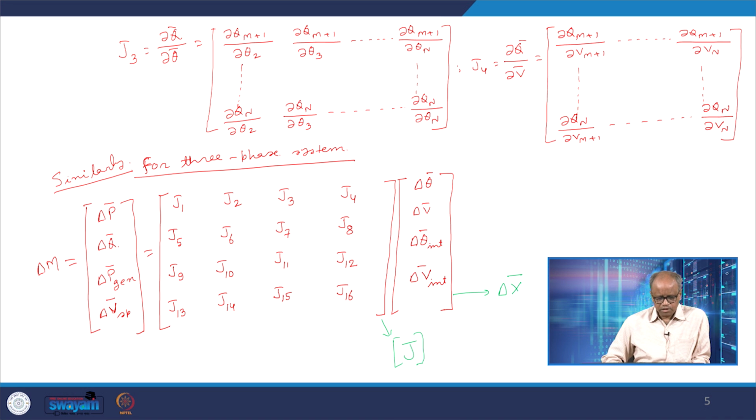Now what are the definitions and what are the dimensions and so on. So for our 3-phase load flow analysis we have to find out the elements of each of these submatrices, or rather we have to find out the expressions of the elements of each of these submatrices, as well as their dimensions.